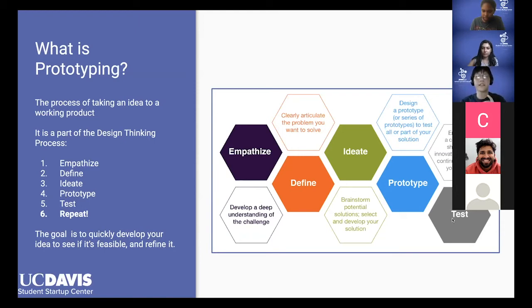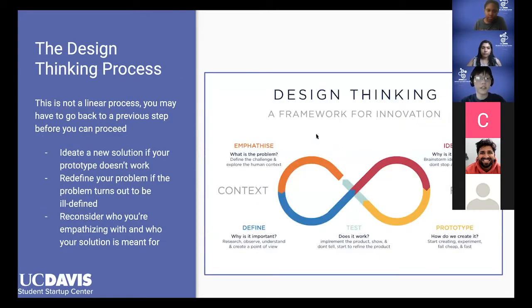Prototyping and testing is very important because you have to test your prototype to make sure that it works, and also to narrow in on some problems that your prototype might have. And once you test it, you can go back and make another prototype and hopefully solve those problems as well. And then the design thinking process is not a linear process. So you have to go back and forth between all these different steps.